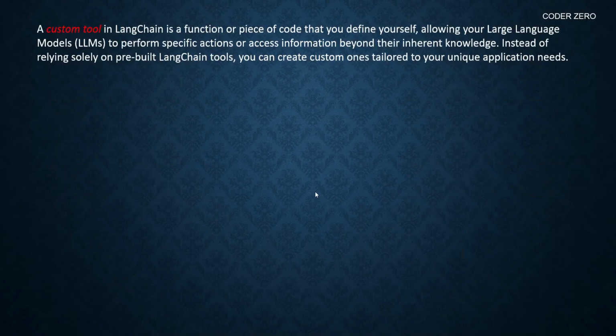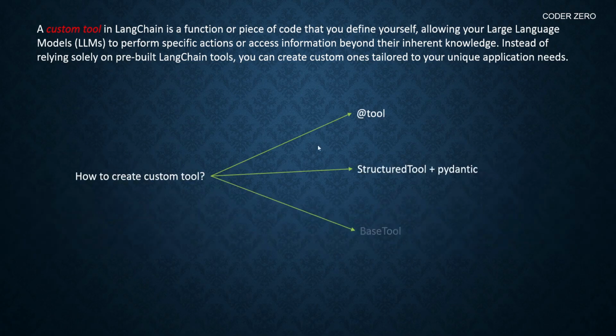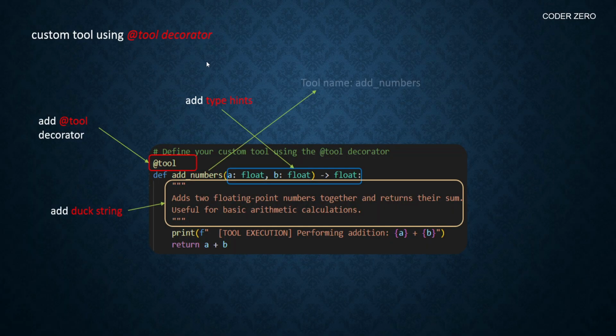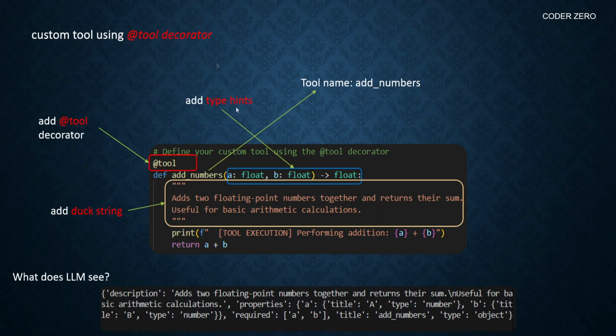Now let's understand how to build a custom tool. We'll be using the tool decorator, structured tool plus Pydantic, and base tool. So let's understand how to use the tool decorator to build a custom tool. This is the function. Here we are adding two numbers.